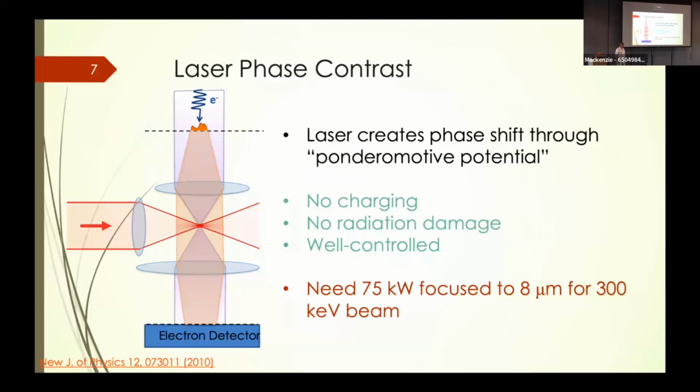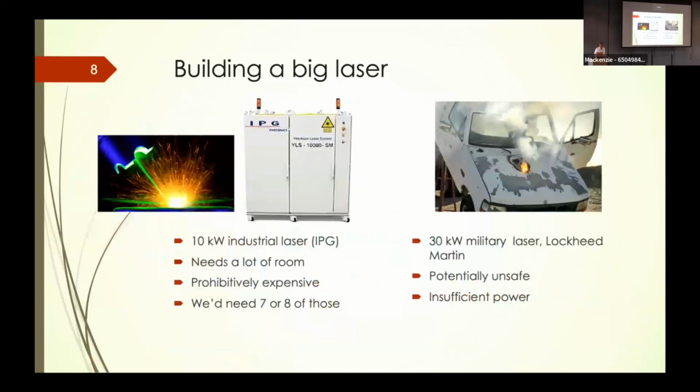The problem is the electron-laser interaction is extremely weak, and so we would need 75 kilowatts of laser beam focused to 8 microns to get the required phase shift. To put that in perspective a little, on the left-hand side is the biggest welding laser that IPG Photonics will sell you. It cuts through 2-inch steel at a reasonable speed and so on. So this is really a badass laser. We'd need 7 or 8 of them, and we can't afford them. The military has bigger lasers, but they're potentially unsafe.